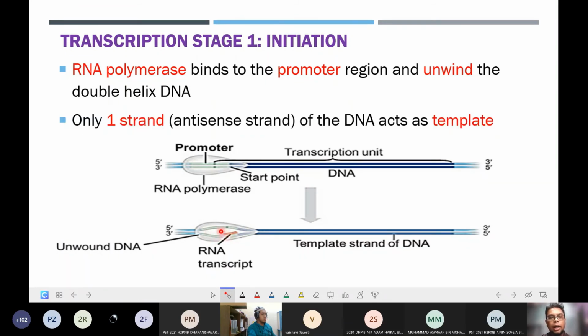There will be two strands of DNA, of course, but only one will become the template to produce the mRNA. So which one? Normally there is one strand that is known as the antisense strand, that will be chosen to become the template to produce the mRNA strand after this.